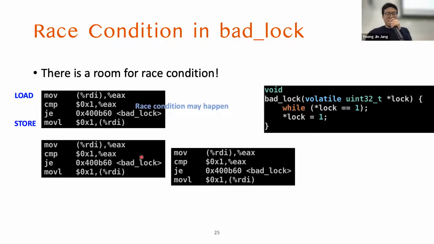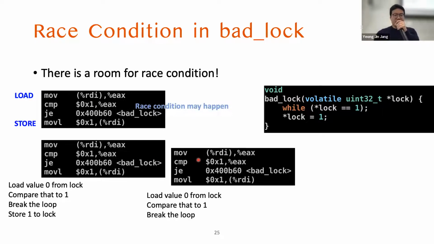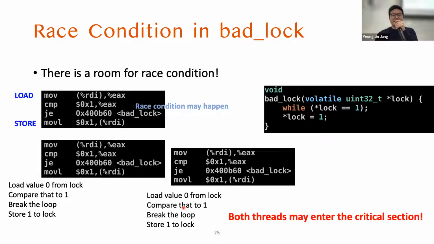Because of this kind of race condition, there is a case that both threads will observe the lock variable as 0, and then two or more threads can get into the critical section.